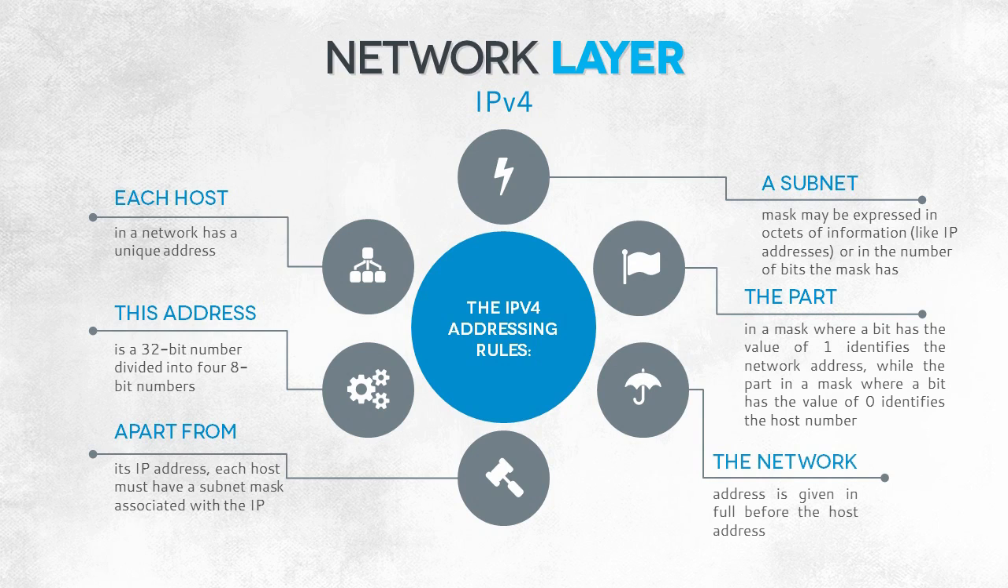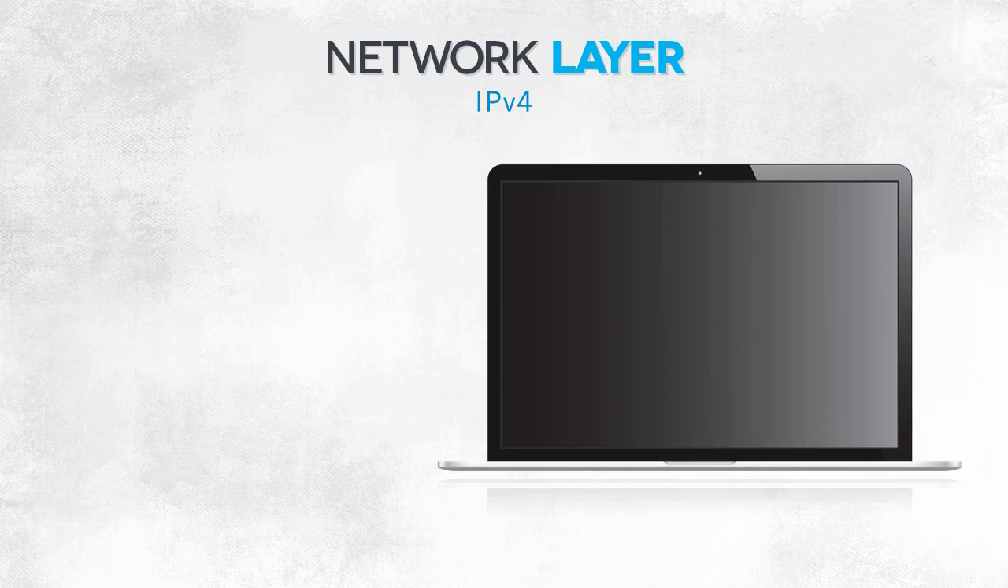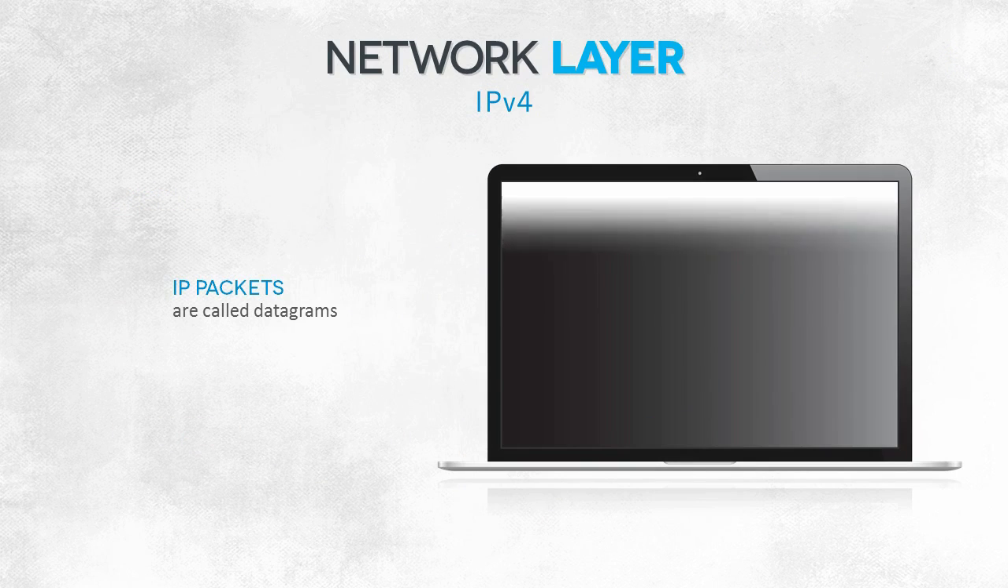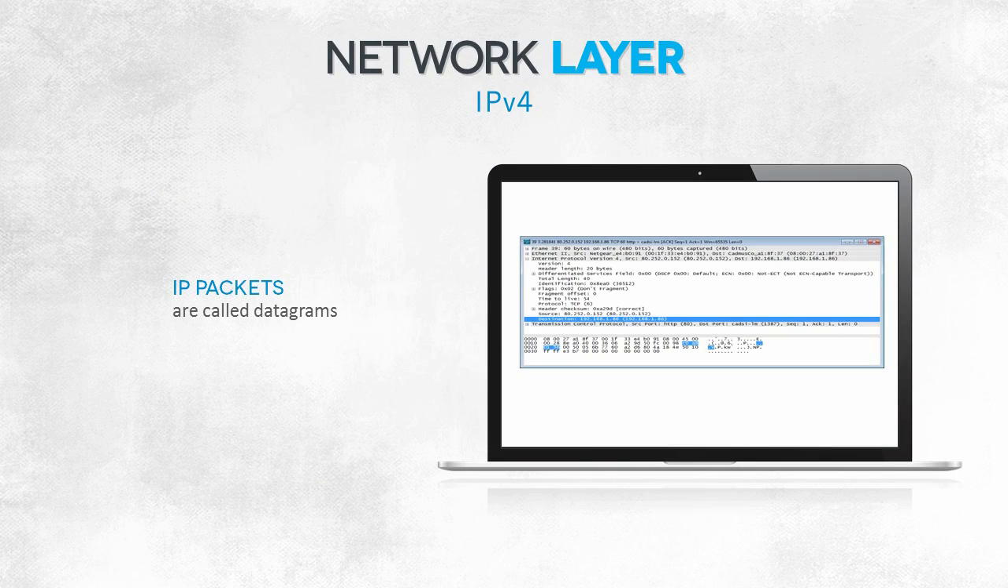The last principle of the IP version 4 addressing is the network address must precede the host address. In the mask, all number 1s must come before the first 0. In the third layer, IP packets are called datagrams. IP spoofing is as easy as MAC spoofing. There also exists a possibility of a routing table modification attack, to which IP version 6 is especially vulnerable.